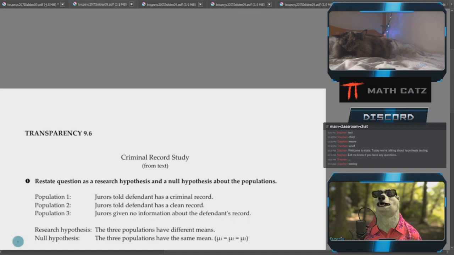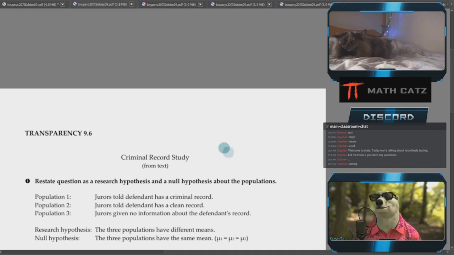So our null hypothesis is that the mean score or rating, however we are rating the jurors' decisions, the population means are all the same, that the information doesn't affect these, and these populations are actually all the same. And the research hypothesis is that they have different means. See, we don't say they're all different. Something is different somewhere. It could be between any two of them, and it could be all three for sure.